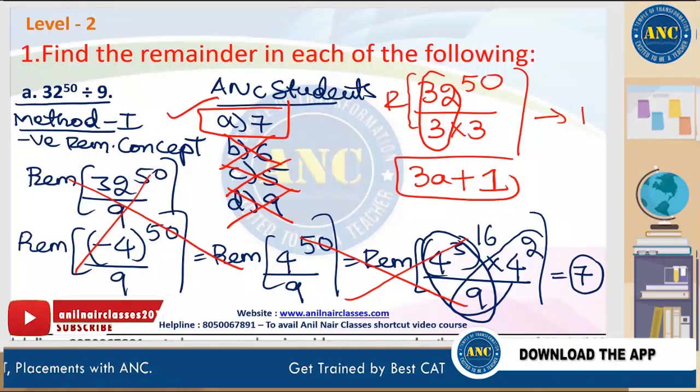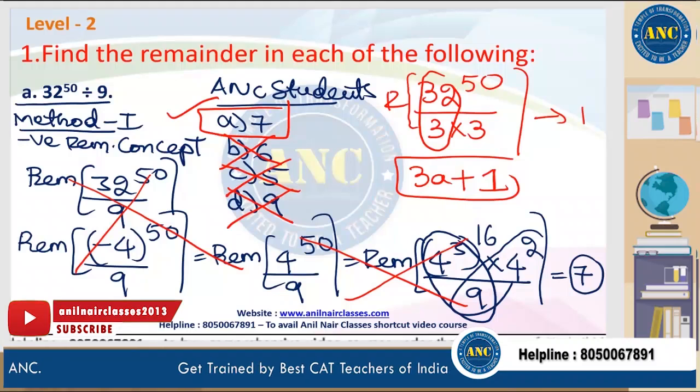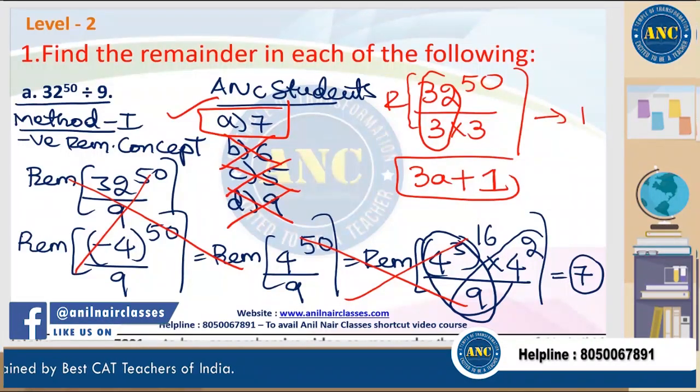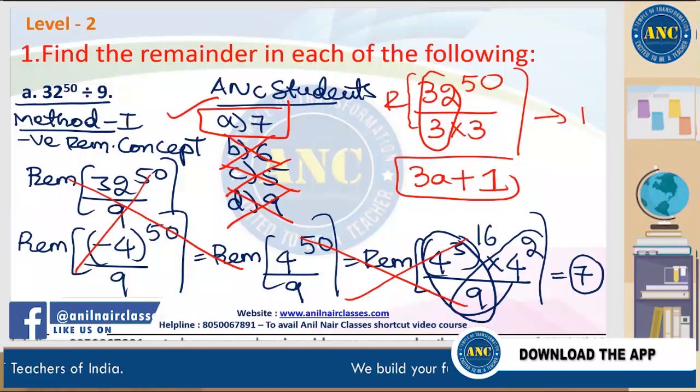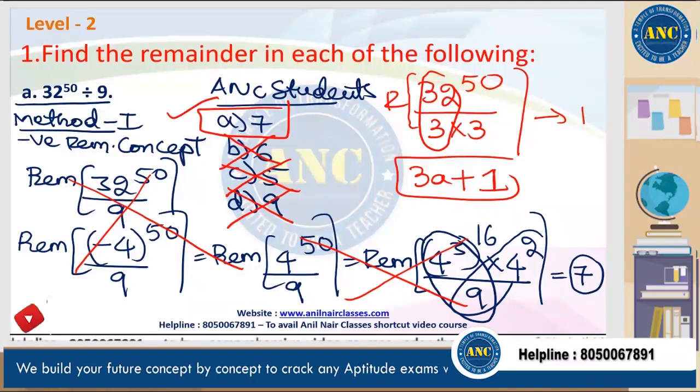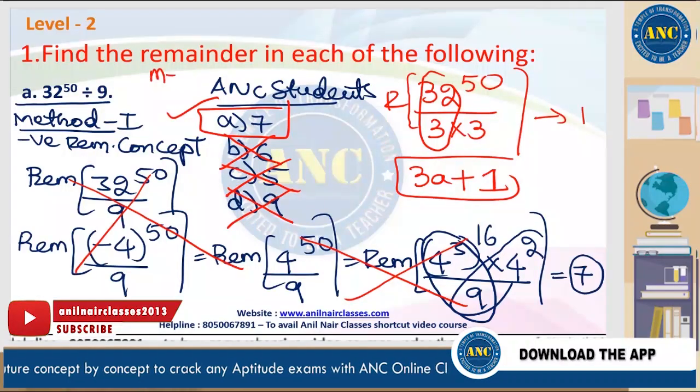If more than one answer option is of the form 3k plus 1, we will go back and use the negative remainder or Euler's quotient function. Method 1, I hope it is clear. Method 2, we will solve more and more questions as we proceed so that we will understand it.